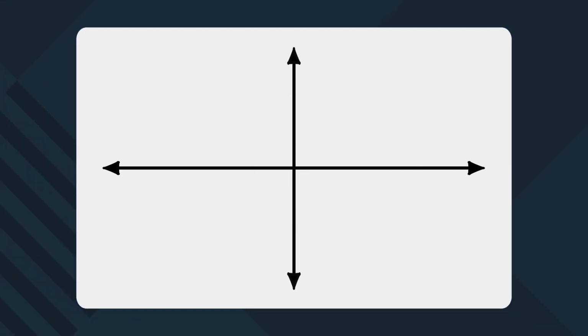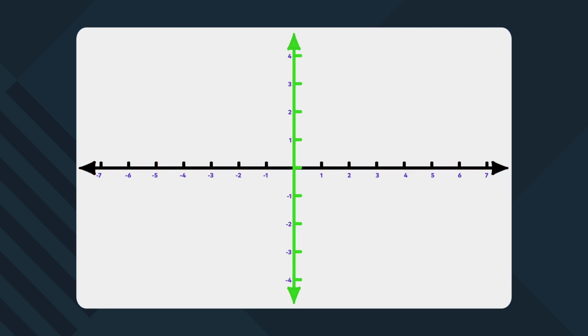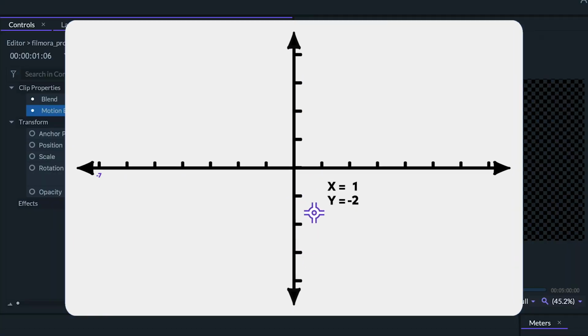Operating with numerical values, FilmoraPro, like most editing software, works on an axis-based frame. The x-axis is the horizontal axis and the y is the vertical one. The origin, which is 0x and 0y, is in the middle of the frame. This means that we'll have positive x values on the right side, negative x values on the left, positive y on the top part, and negative y on the bottom.